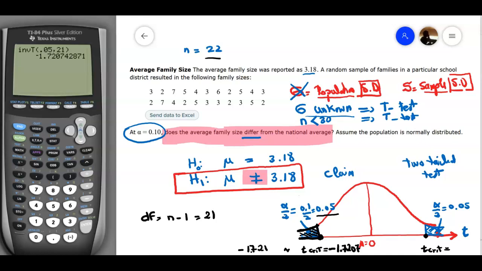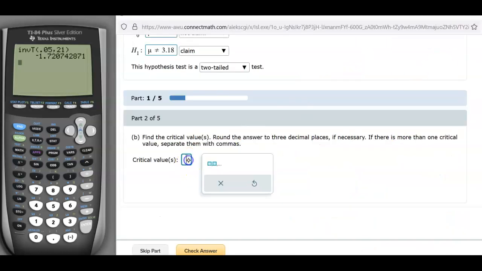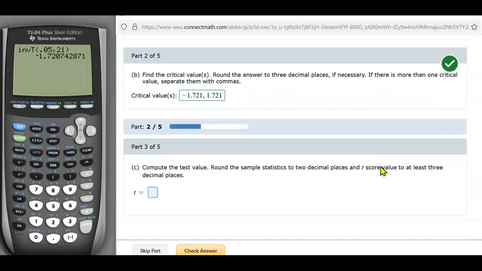All right. The same thing from the other side, you're going to have 1.721. And one of them is positive, one of them is negative, so your numbers are these two critical numbers, right? Let's go and check it. So there are going to be two of them. One of them is negative 1.721, and the other one is going to be 1.721. Check it. Okay, that's great.